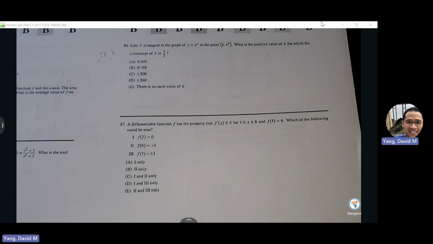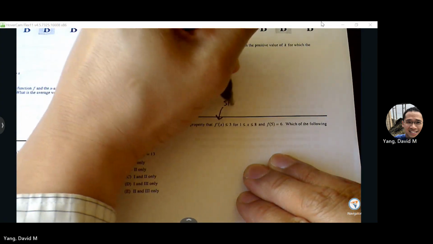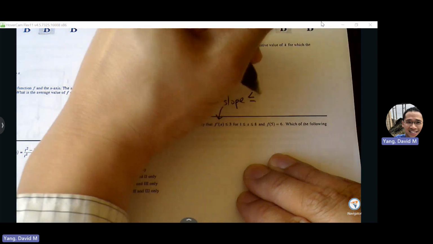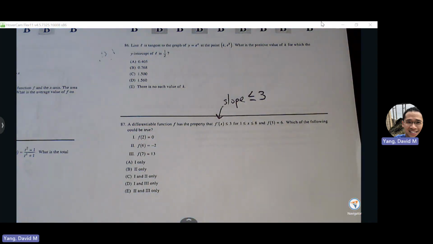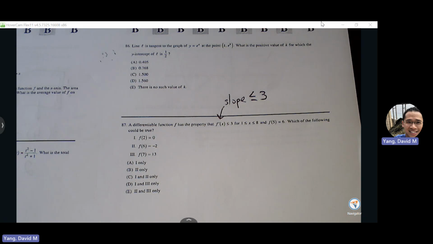Okay, so differentiable function f has the property that f prime is less than or equal to 3. So we know the slope is always less than or equal to 3 for values between 1 and 8, and f of 5 is equal to 6. Which of the following could be true? f of 2 is 0, f of 6 equals -2, f of 7 equals 13.